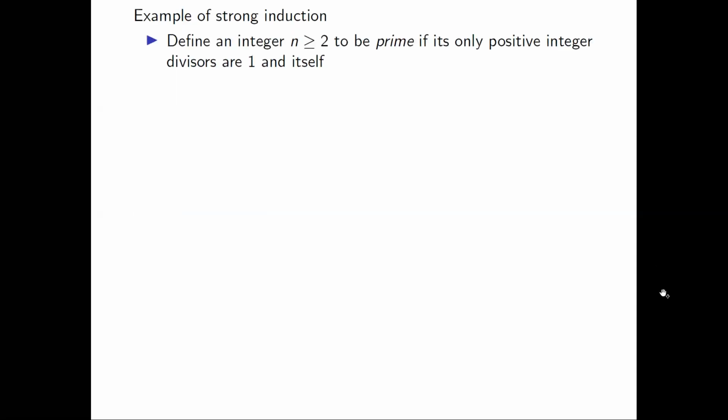So our definition: we'll say that an integer n greater than or equal to 2 is prime if and only if its only positive integer divisors are 1 and itself. In other words, the only positive integer divisors of n are 1 and n. In that case, we call it prime. Otherwise, it's not prime. And notice that we're requiring n to be greater than or equal to 2. So we're not talking about 1 here. We're only talking about the integers n greater than or equal to 2.